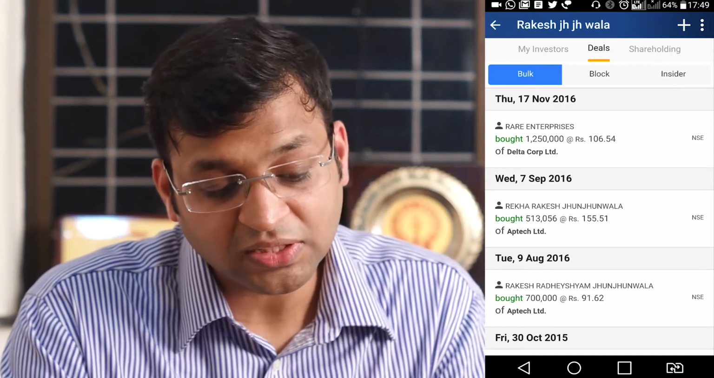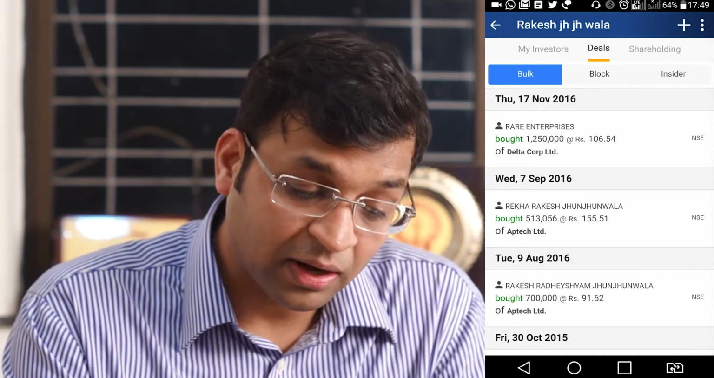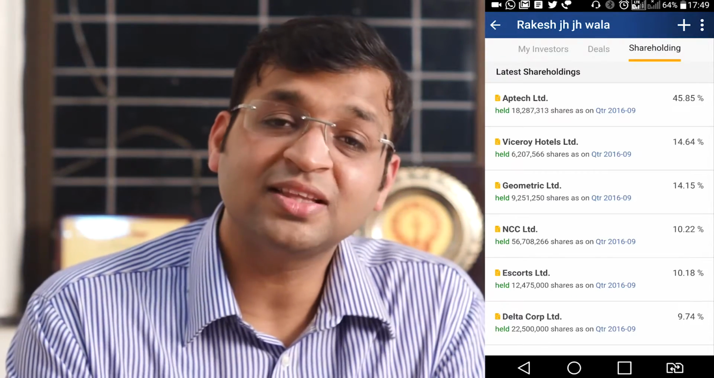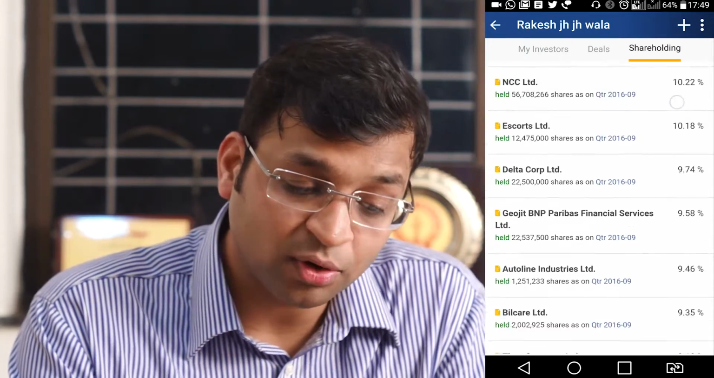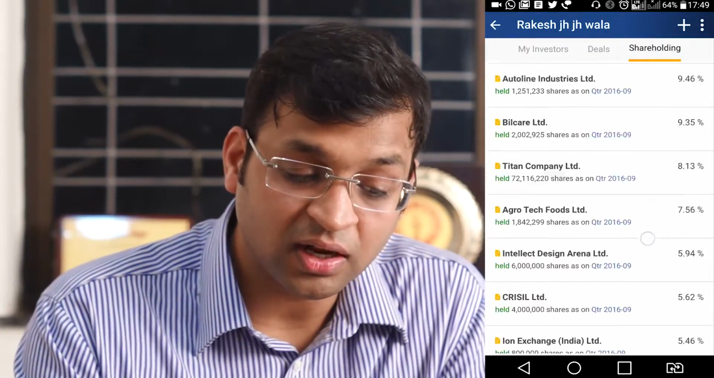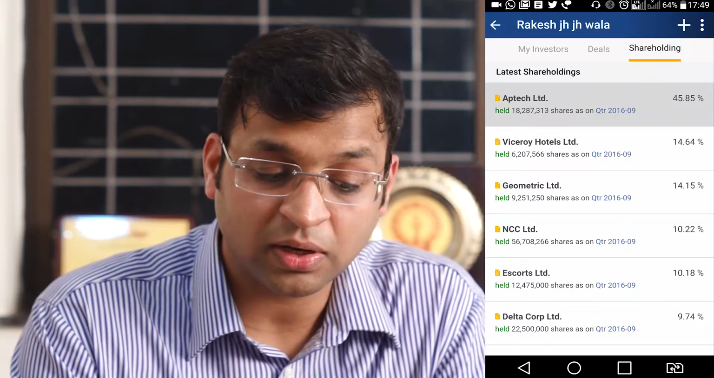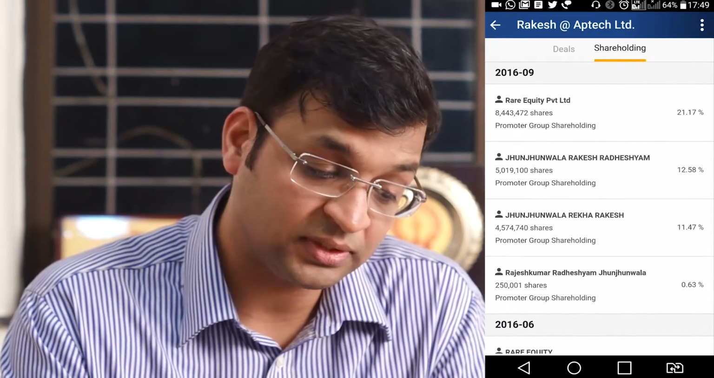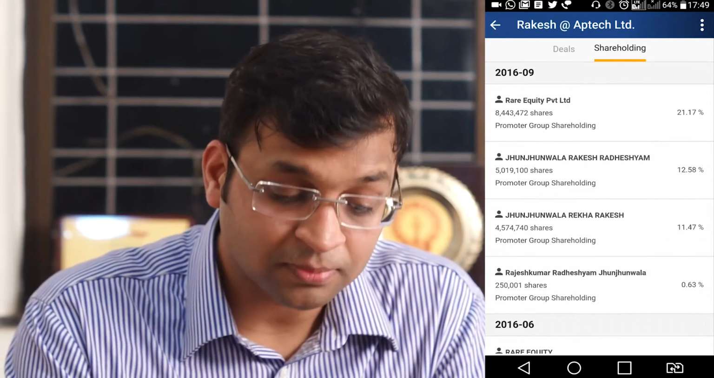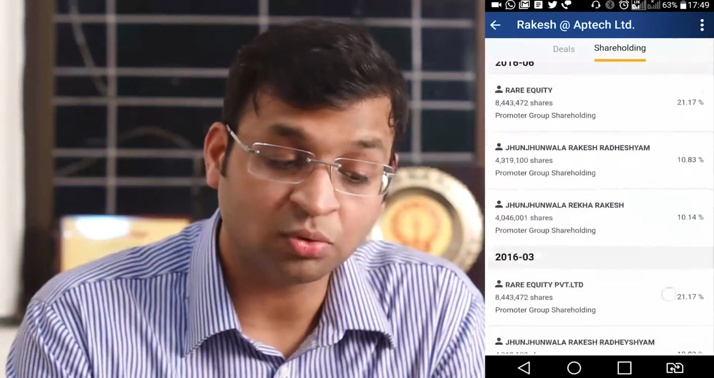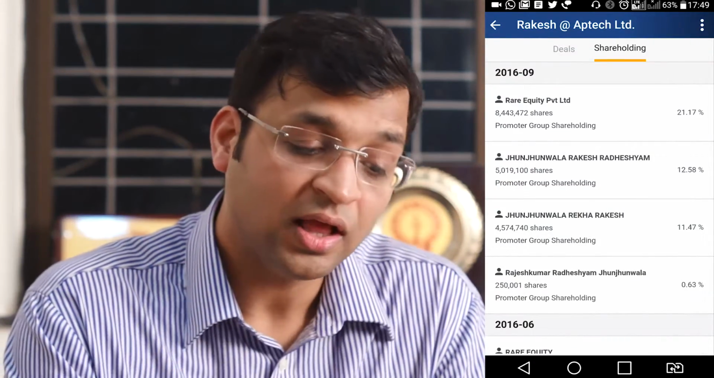The information I get out of those names is the bulk deals, the block deals related to any of those entries in the group, and the insider trades related to any of those entries in the group. The beauty of this consolidation is you get the shareholding as well at a consolidated level. So in Aptech, Rakesh Jhunjhunwala is holding almost 45.85% share, and these are the various names on the basis of which he is holding the Aptech shares.